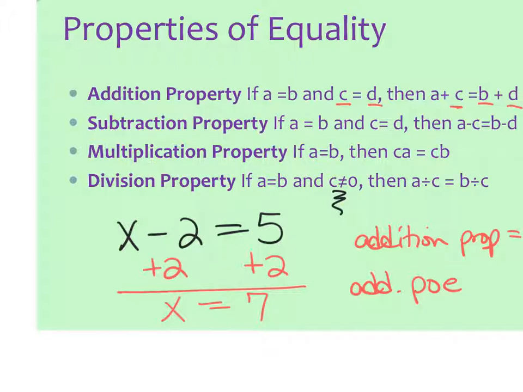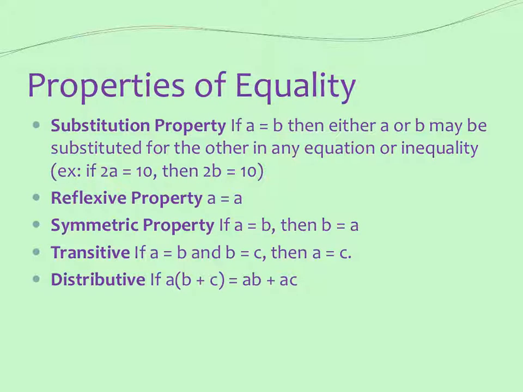Everybody good on the properties of equality slide? All right, let's try the next one, more properties. These are still properties of equality. The first one is the substitution property. And what this states is if A equals B, then either A or B may be substituted for the other in any equation or inequality. So for example, if 2A equals 10, and then if 2B equals 10, I could substitute either one into the equation because they're both the same thing. I could either substitute B for A or A for B.